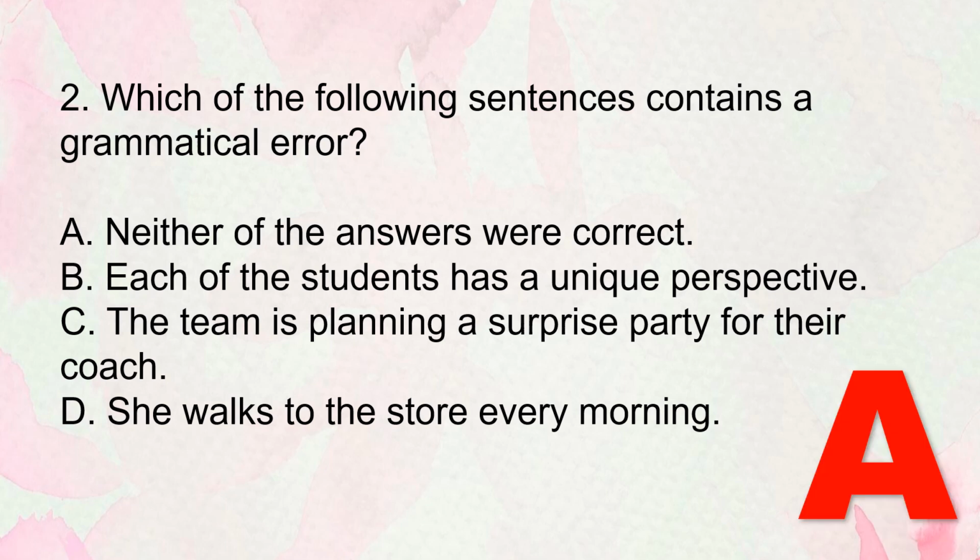All right, the correct answer is letter A. Take note that we are looking for a grammatical error, okay? So letter A is incorrect. It is grammatically wrong because the correct verb should be was. This should be was, not were, because neither, also pronounced sometimes as neither, is singular. Again, this is singular, and that's why it requires a singular verb. This should be was.